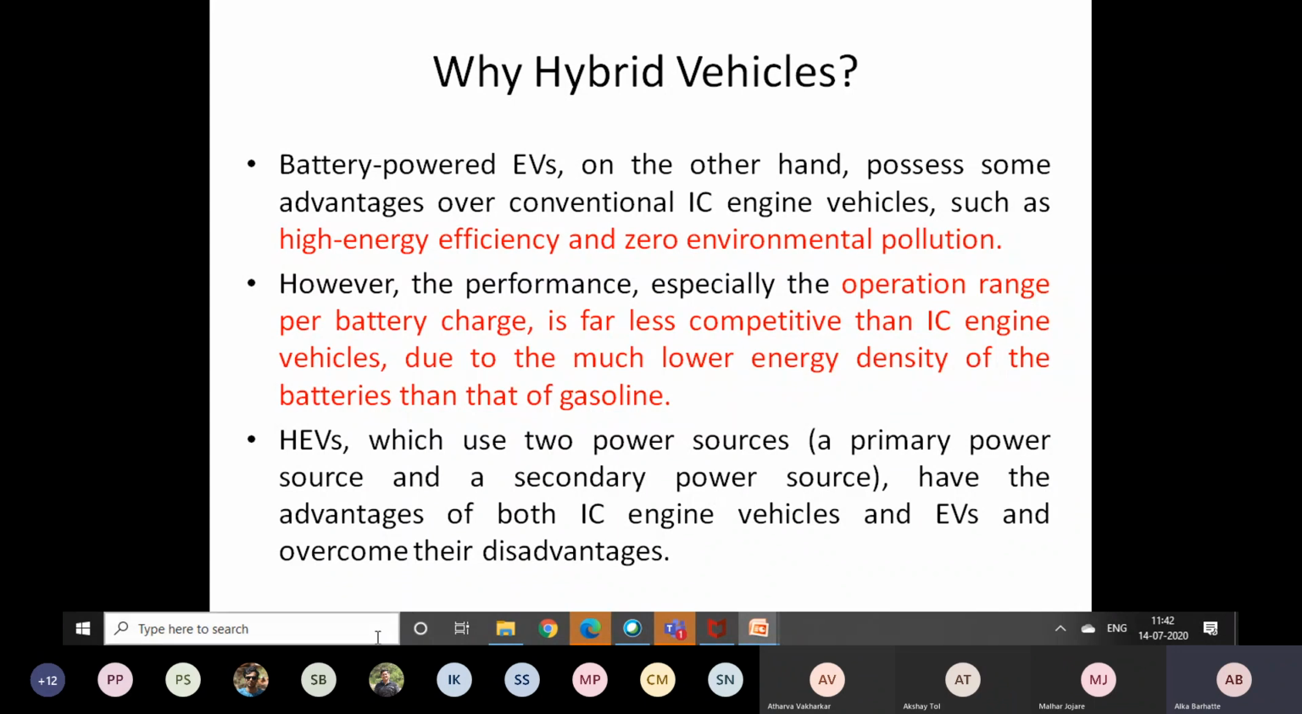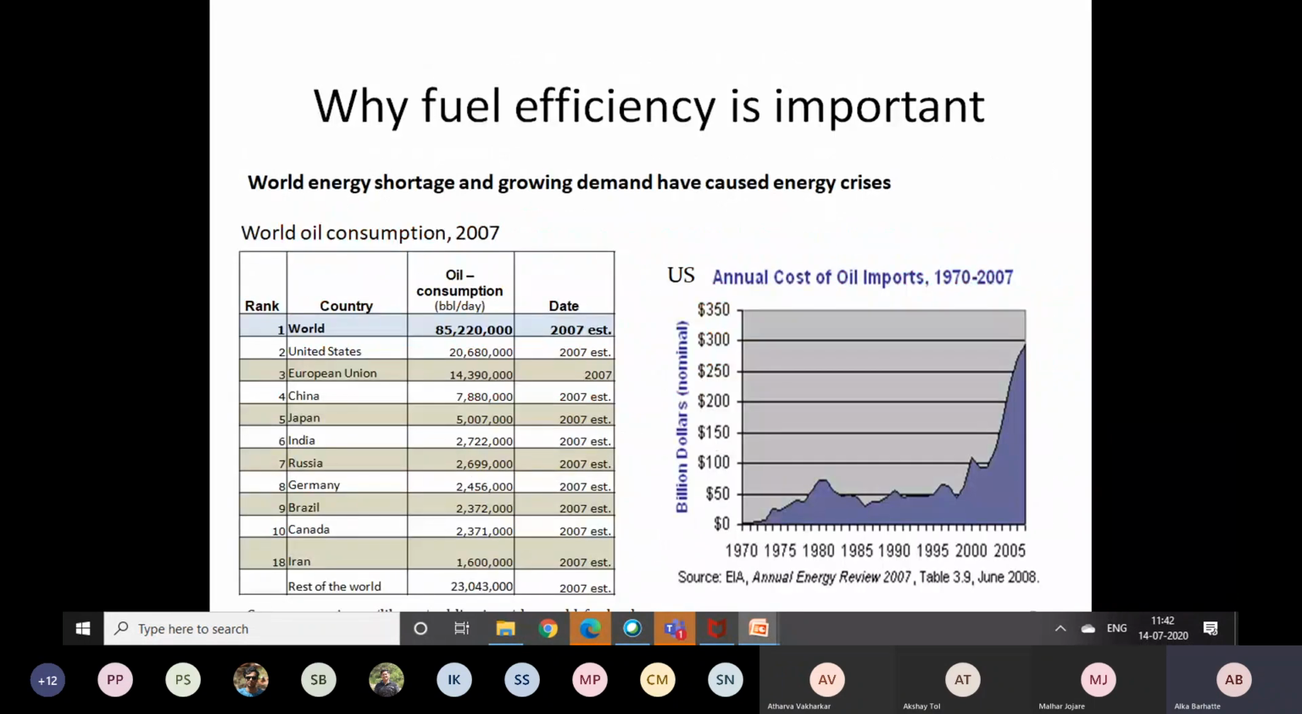Okay. So hybrid electric vehicles, which use two power sources, primary and secondary, have the advantages of both IC engines and electric vehicles, and hence it's better to go for hybrid instead of conventional electric energy.